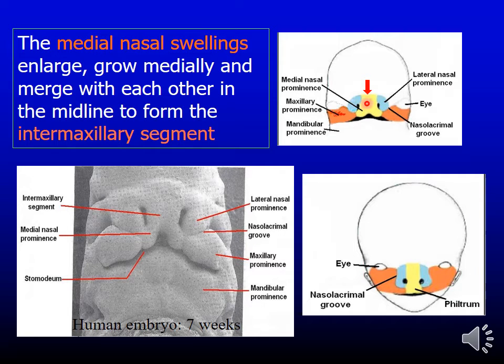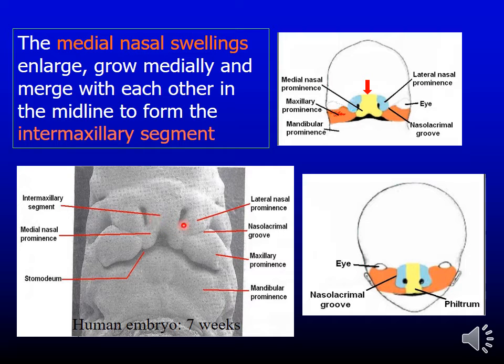These medial nasal prominences, when they fuse, will grow medially and merge with each other at the midline, forming a structure known as the intermaxillary segment. This is the scanning electron microscope image of the same structure. This is the intermaxillary segment that arises due to the merging of the two medial nasal prominences.